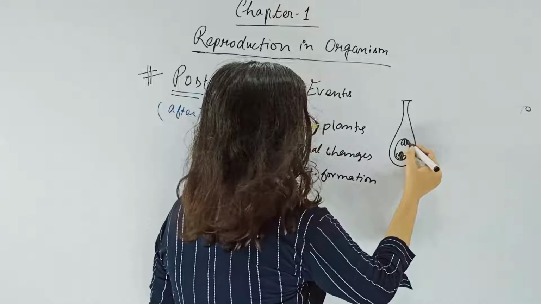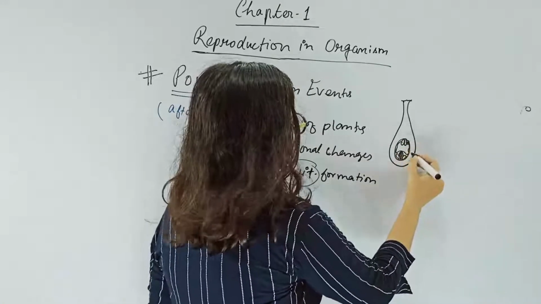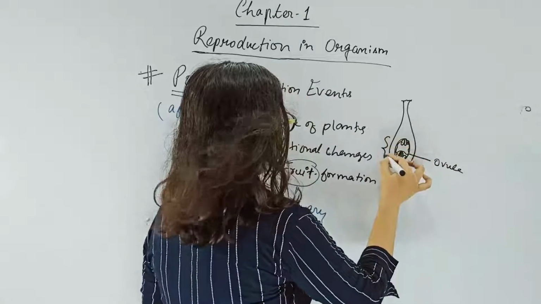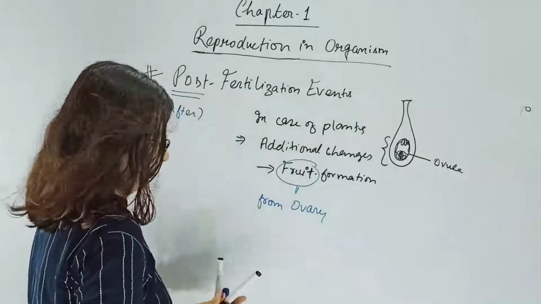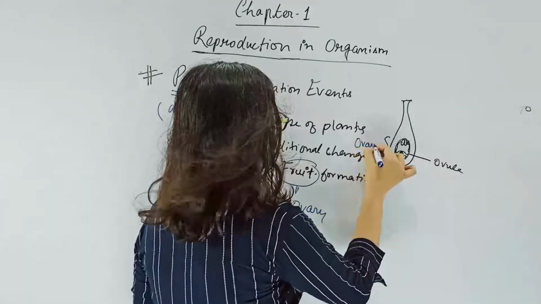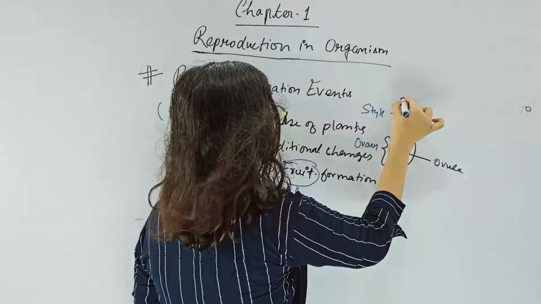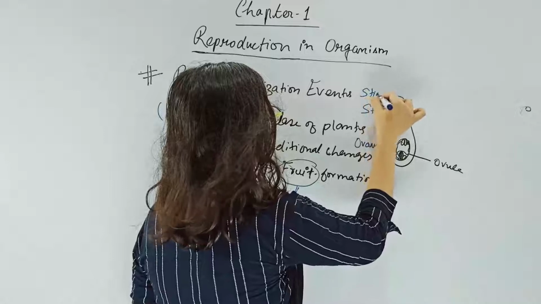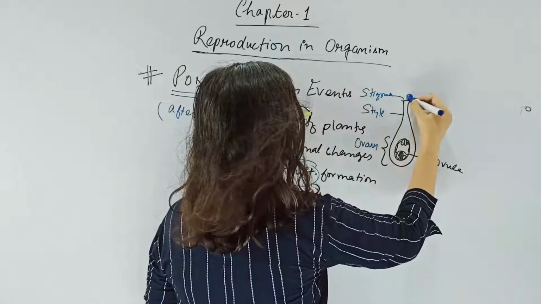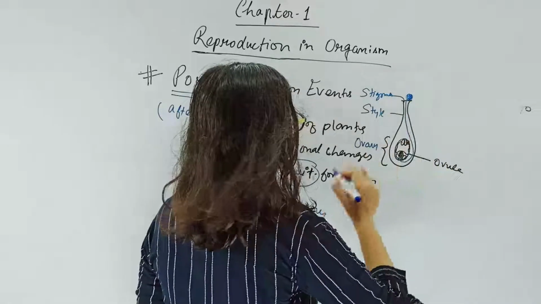These are additional structures that you will study in the next chapter. So this is the ovule, and this part is the ovary. This part is the ovary. This is the style. This is the stigma. So the male gamete is here. The male gamete will fertilize the egg.